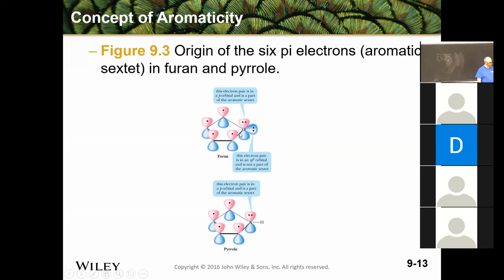It's continuously conjugated. With pyrrole, the hydrogen is in the plane of the ring, and we do count this pair of electrons. And so again, with pyrrole, we have 6 pi electrons. Furan and pyrrole behave like benzene as far as reactivity.